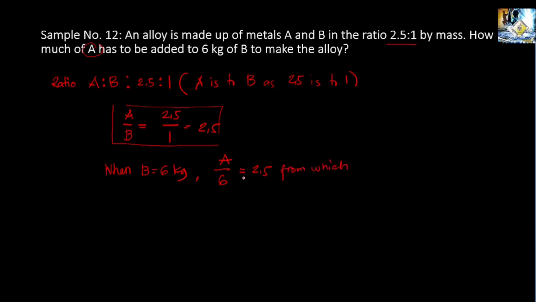So finally, we can say that the weight of A is equal to what? Correct, that is 6 times 2.5, which is equal to 15 kilograms.